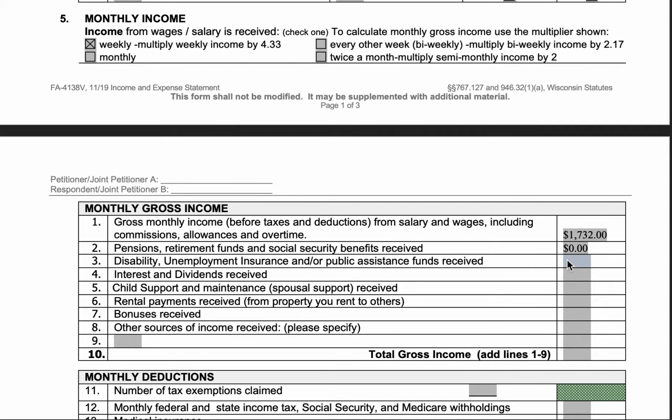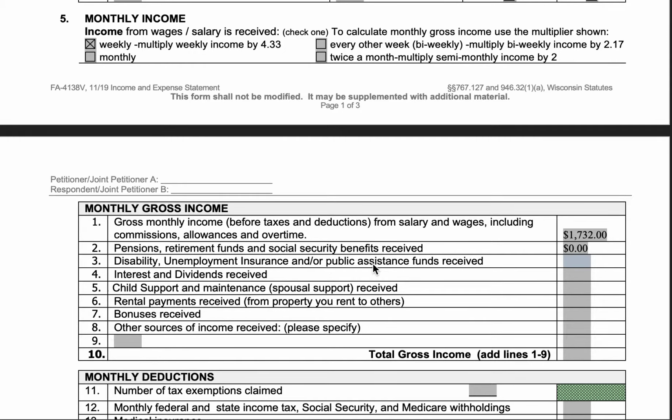On this next line, you're going to list any disability other than Social Security disability. So if you get SSDI or SSI, that went up here in line 2. But if you get some sort of payout from a different disability, maybe you had some sort of private disability insurance or long-term or short-term disability, that would go here. You'll also list if you're receiving unemployment. So if I'm receiving unemployment this month because I lost my job because of the pandemic, I would list that on this line. The other thing that will go here is public assistance funds.